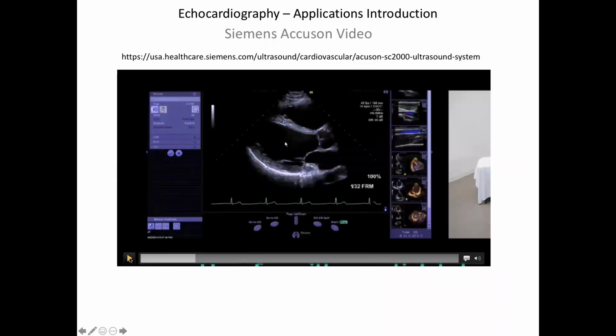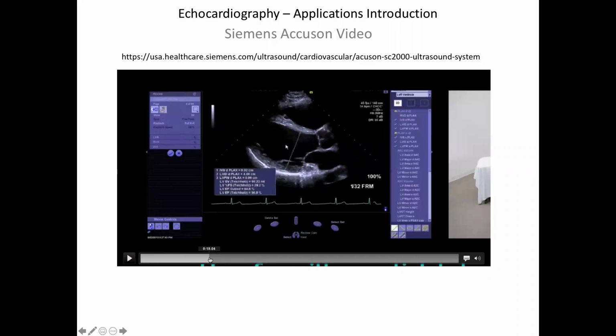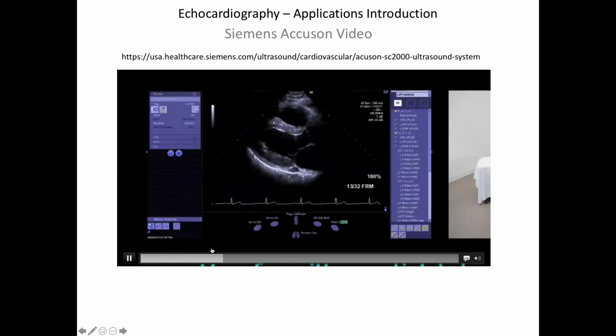Here, this is basically demonstrating a parasternal view, again, of a normal heart. Well, it's a slightly dilated heart. And what's happening here is that the system itself will recognize what's going on and make measurements across the heart wall, and then produce geometric calculations, geometric measurements, and also produce functional measurements.